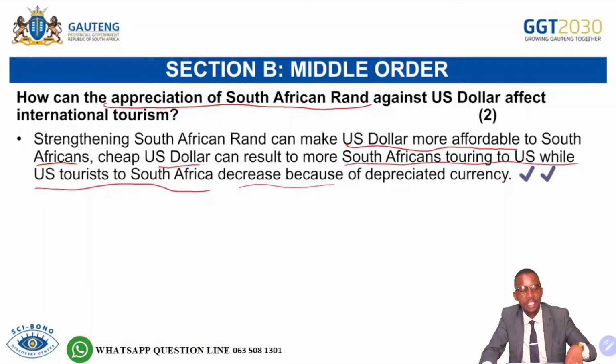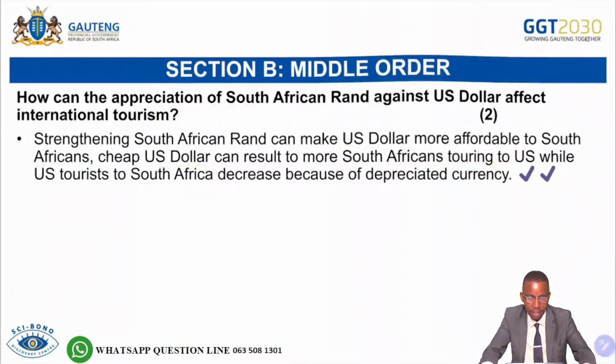As our currency appreciates, the US dollar depreciates. So we will afford more US dollars because they will be relatively affordable. But they will afford fewer rand because the rand will be relatively expensive for them, due to the fact that our currency has appreciated over theirs, and theirs has depreciated.